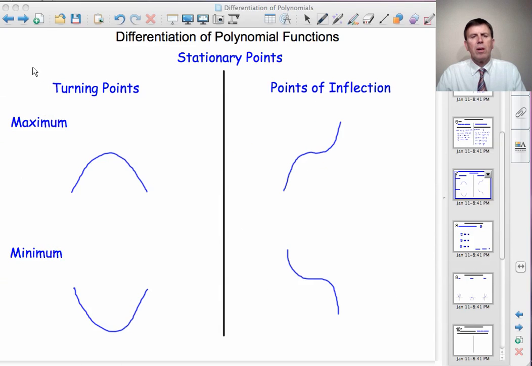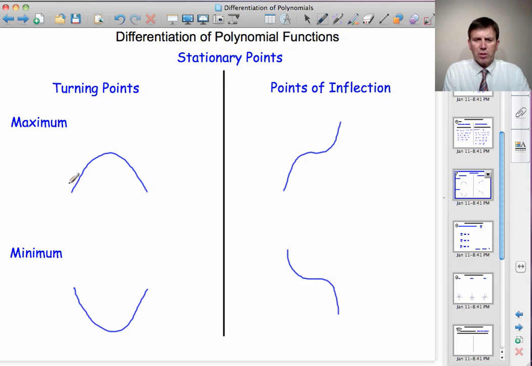So what we need to do now is look at how to identify a stationary point. We can identify a stationary point by looking at where dy by dx is equal to 0, because at a stationary point the tangent of the curve is horizontal, and so dy by dx is 0. So in order to locate these stationary points, we differentiate the equation of the curve to find dy by dx. We set dy by dx equal to 0 and solve that equation to find the values of x where dy by dx is 0. The next task is to decide what kind of stationary points they are. Are they maxima, minima, or points of inflection? And that's what we're going to look at now.